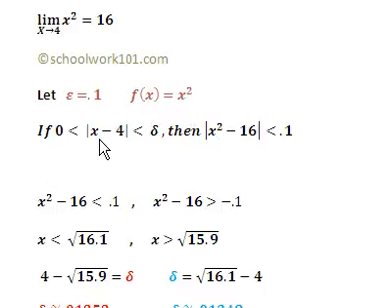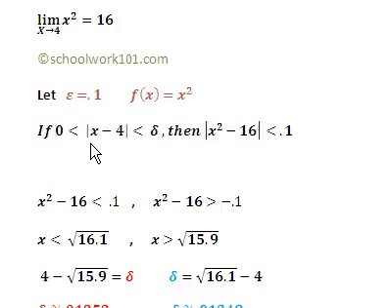And I'm basically plugging it into our definition. This is x minus c, and c happens to be 4. And here's our f of x, which is x squared, and it's minus our L, which in this case happens to be 16. Now I am choosing a particular epsilon, and we want to find a delta.